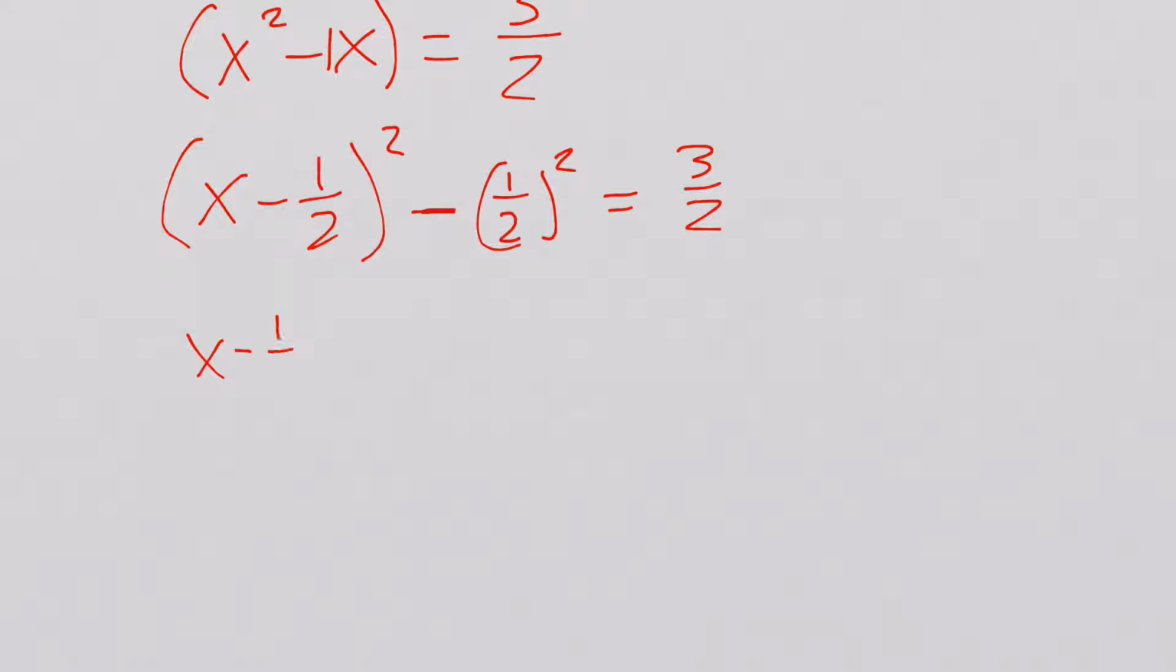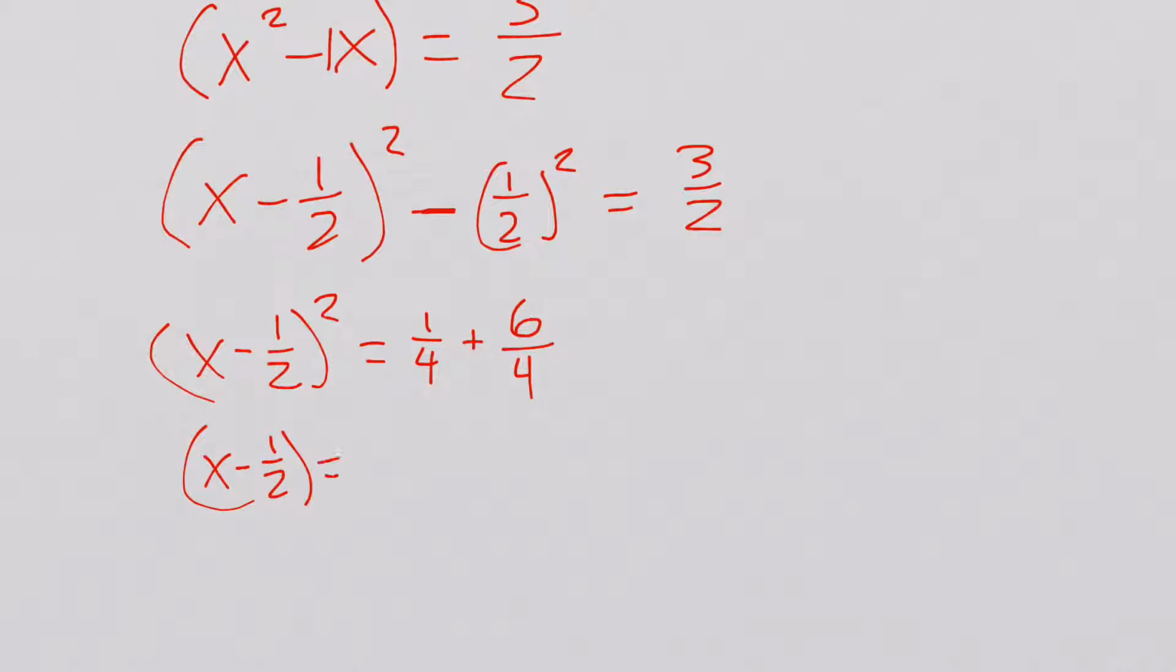So, x minus 1 half squared equals, add the 1 half squared to the other side, which means we're adding 1 half squared, which is 1/4, plus the 3 halves. Well, 3 halves is the same as 6/4 if you multiply by 2 in the top and the bottom. So we get x minus 1 half squared equals 7/4.